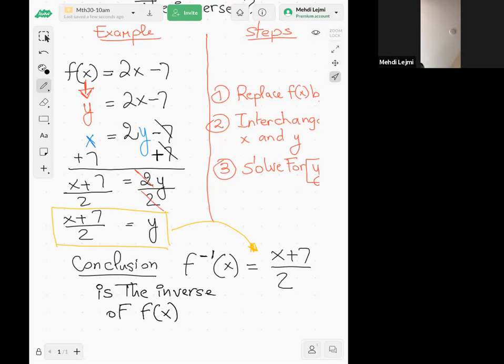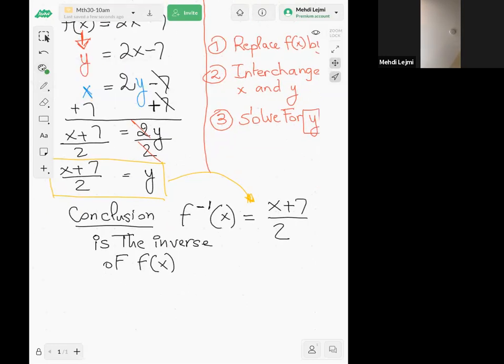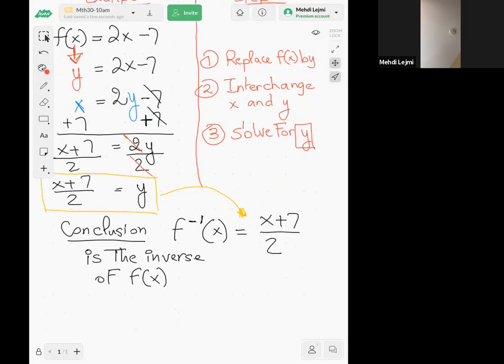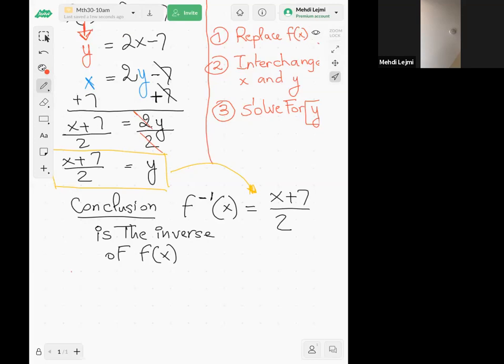Well, there is actually one problem with these steps. The last step is that you need to solve for y. The thing is, sometimes you cannot always solve for y. So here is a remark: we cannot always solve for y. That's kind of bad news.